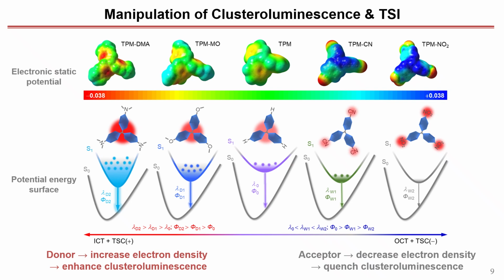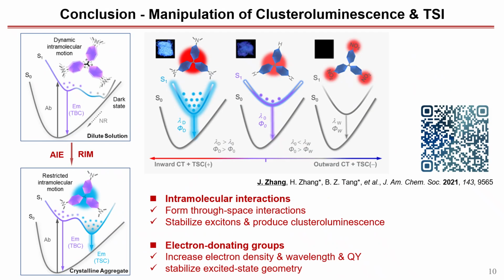finally quenches the emission. Therefore, in this work, we successfully manipulated the through-space interaction and clusteroluminescence of those non-conjugated molecules with isolated phenol rings. Besides, we found the introduction of electron donating groups can not only increase the electron density, but also stabilize excited state geometry to further promote the efficiency of clusteroluminescence.